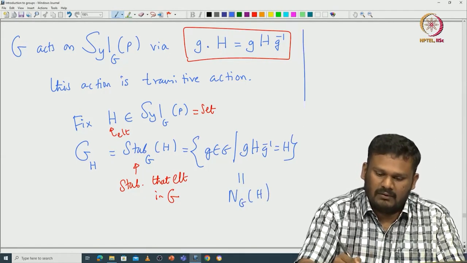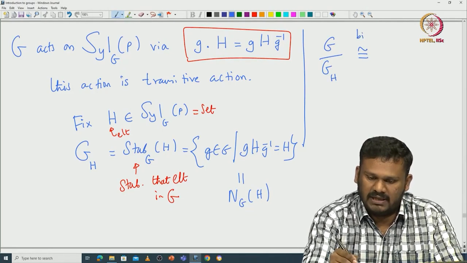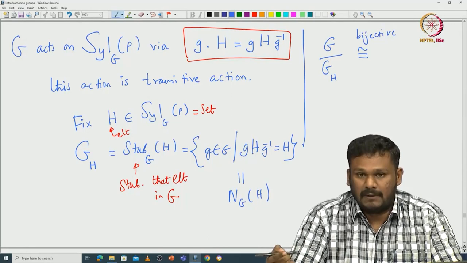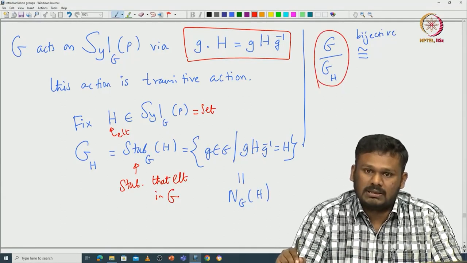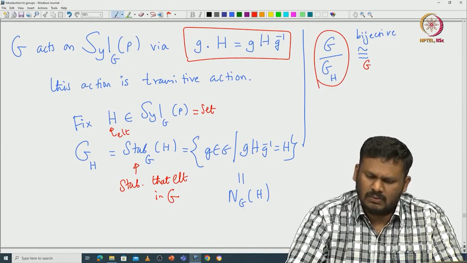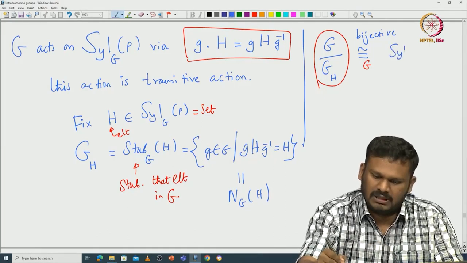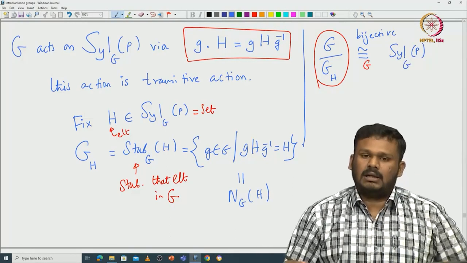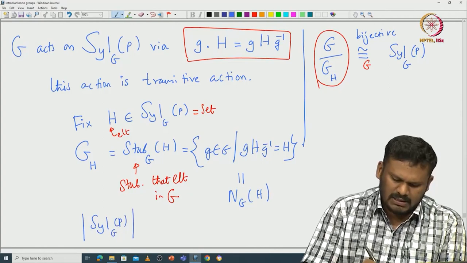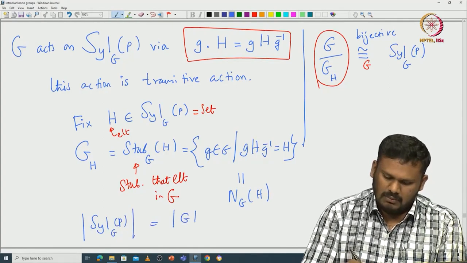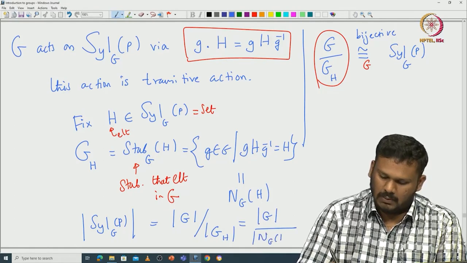Then we have already shown that G modulo G_H has a one-to-one correspondence, a bijective correspondence. Not only that, it is actually a G-sets isomorphism, since G naturally acts on the left side on G modulo G_H. So you have this G-sets isomorphism between G mod G_H and the Sylow P subgroups. That means the cardinality of the Sylow P subgroups is exactly the cardinality of G modulo G_H, which is exactly the cardinality of G divided by the cardinality of the normalizer.